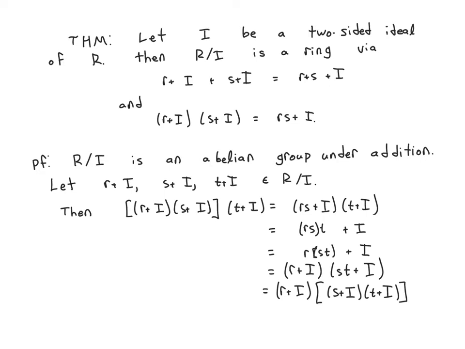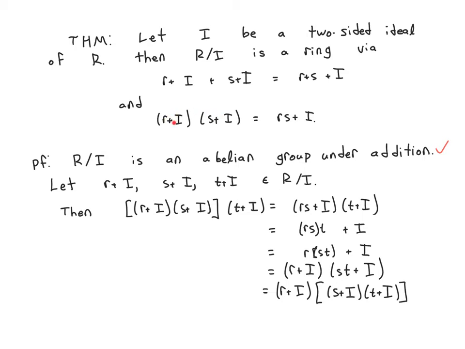So then here's the theorem, the major theorem. Let I be a two-sided ideal of R, then R mod I is a ring. Here's the addition operation, and here's the multiplication operation. So now we're going to give the full proof. R mod I is an abelian group under addition. Check. Why? Because R is an abelian group under addition, and I is a subgroup, a normal subgroup under addition, and we've already proven that in that situation, R mod I is an abelian group with this operation. So we already got those axioms for free. We just need to do the rest of the proof.